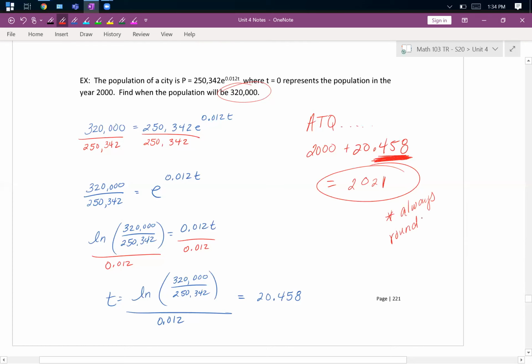And again, it doesn't have to be 5 and over to round up. Even if it's 0.01, you're still rounding up. Questions, anybody?